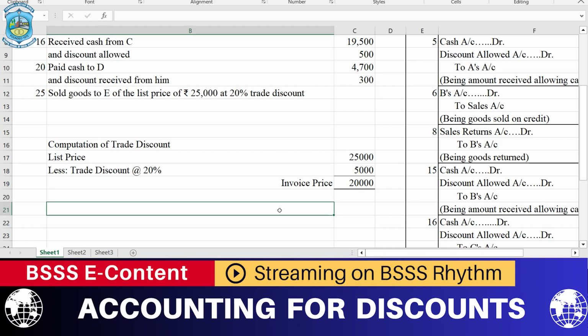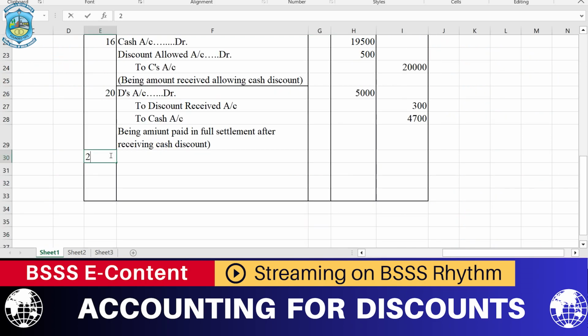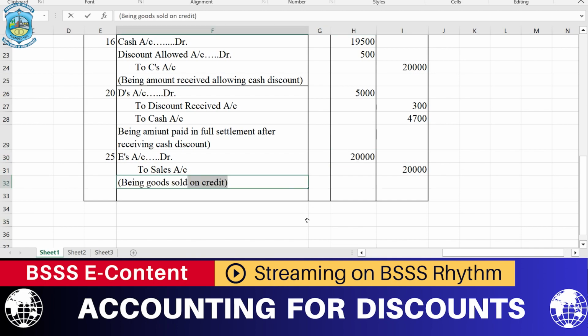So, we can move towards our entry on 25th of March, since the goods were sold to Mr. E. So, we will write E's account debited. Should we write the amount of discount over here? Not at all. This is trade discount, which has reduced the amount of sales. So, we are going to write the reduced selling price, which is also known as invoice price, and that was 20,000. And a simple narration we may write over here, being goods sold.